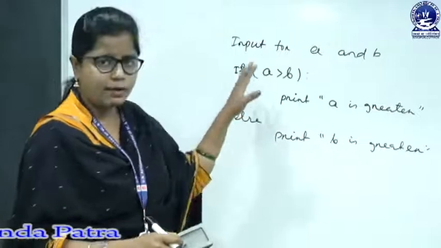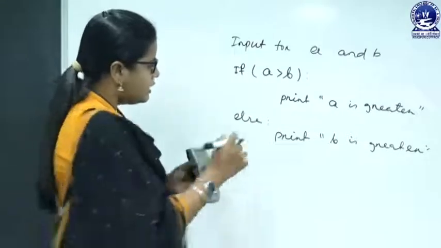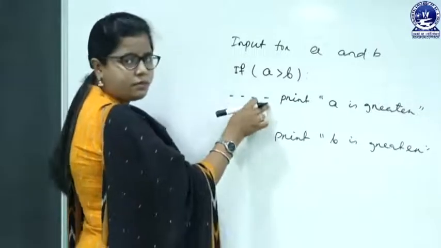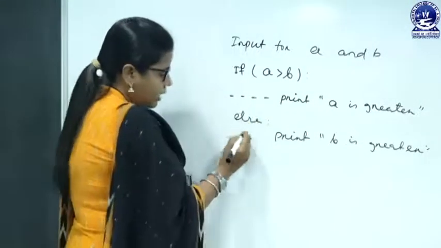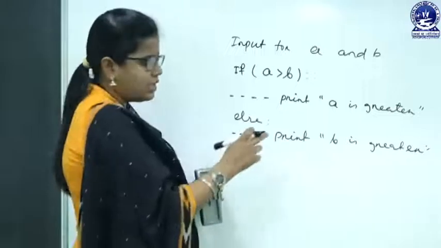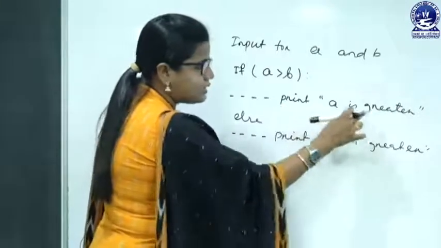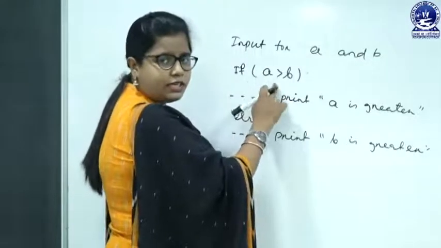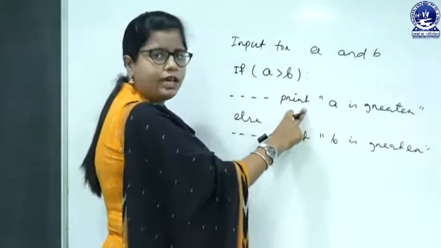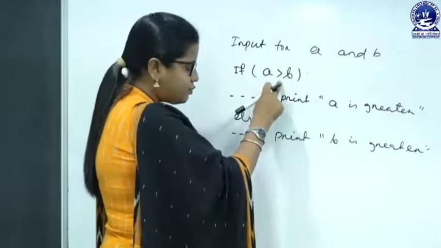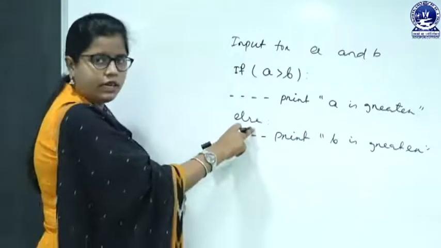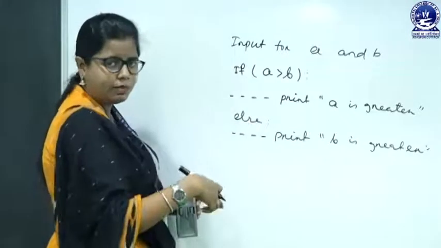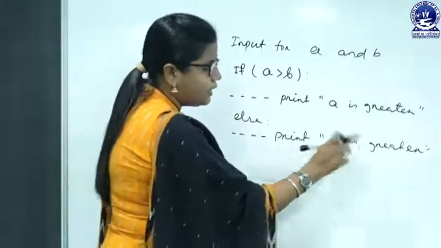But here we have to follow the indentation. That means we have to skip this, maybe with a tab, and skip the space again. So this print A is greater belongs to the if condition. If it is true, then it will follow this print A is greater. And if it is false, then we have to go to the else part. And in the else also we have some indentation, that is print B is greater.